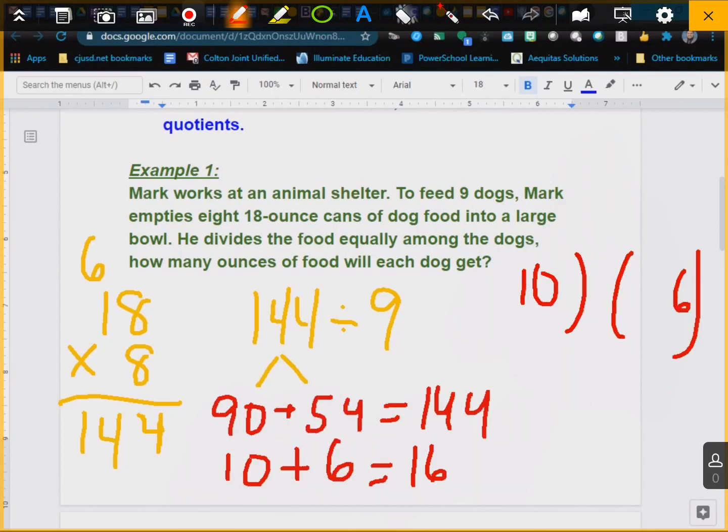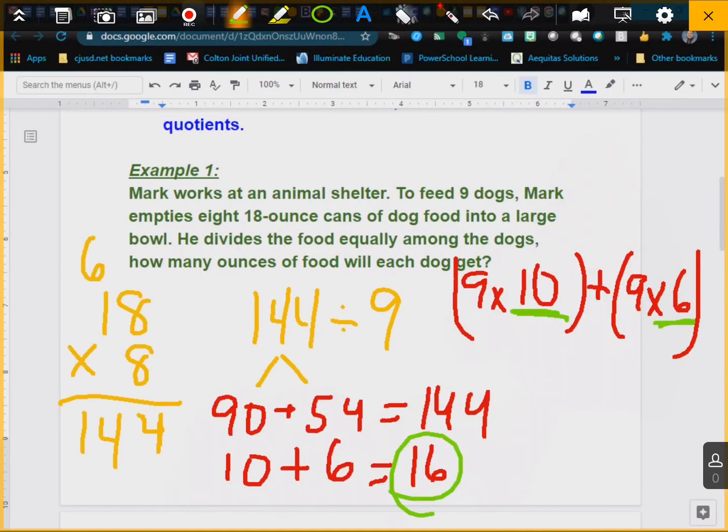Right? And when I add those together, so 9 times 10, 9 times 6 kind of looks like a distributive problem, right? When I multiply those and then add them together, it gets me 144. So, since I multiplied using this number here and this number here, I need to add those to get 16.